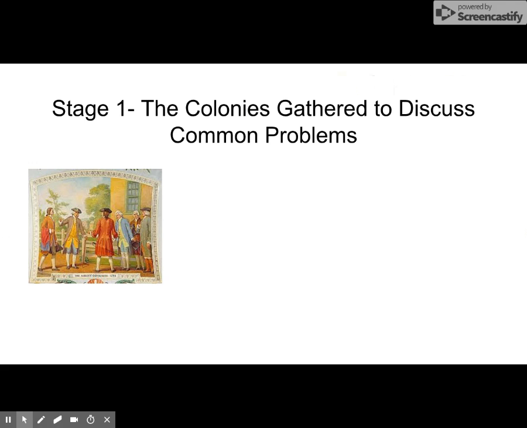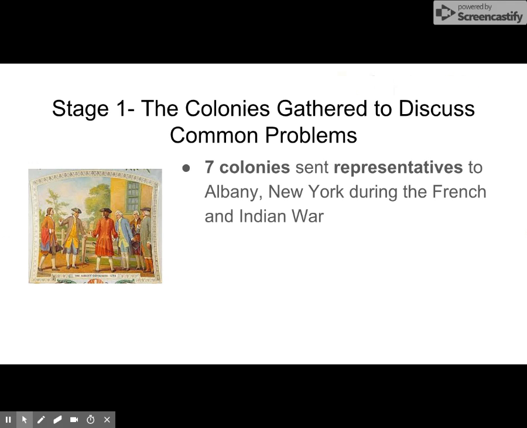Stage 1. The colonies gather to discuss common problems. The Albany Congress. One of the first times the 13 colonies tried to work together was in 1754 during the early part of the French and Indian War. That was before the Revolutionary War from Chapter 6 that we just completed.